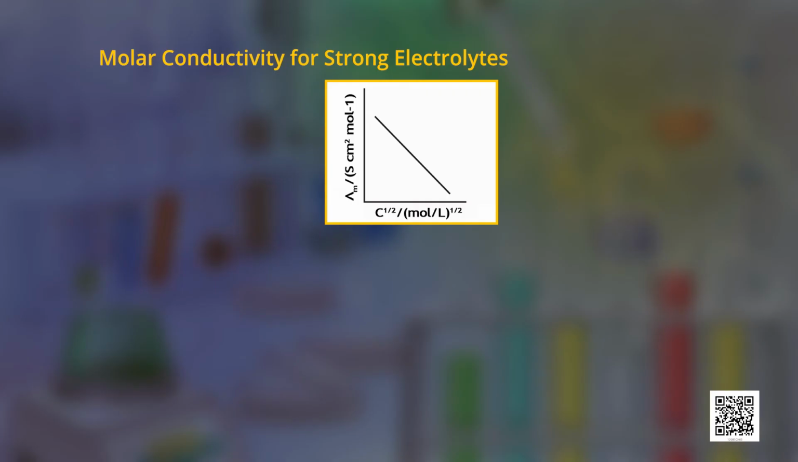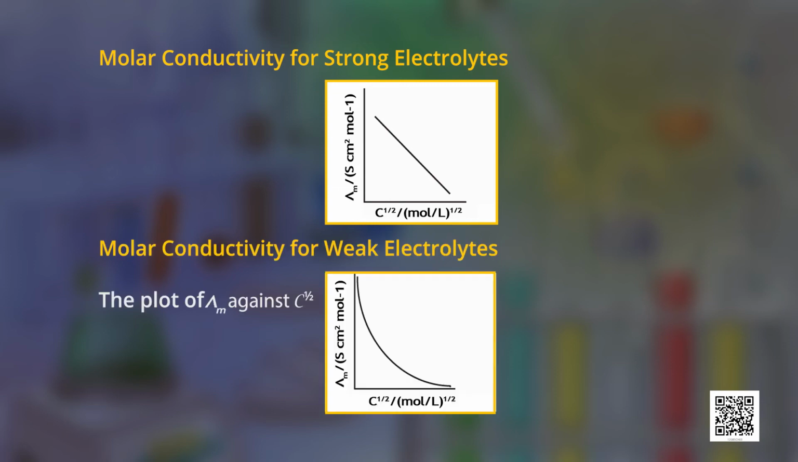For a strong electrolyte, limiting molar conductivity lambda m naught can be determined by extrapolating the graph, as lambda m varies linearly. But for a weak electrolyte, the graph obtained is a curve, so it cannot be extrapolated to 0 concentration, and we cannot get the value of limiting molar conductivity lambda m naught for weak electrolytes. For this reason, we now need to understand the Kohlrausch law of independent migration.